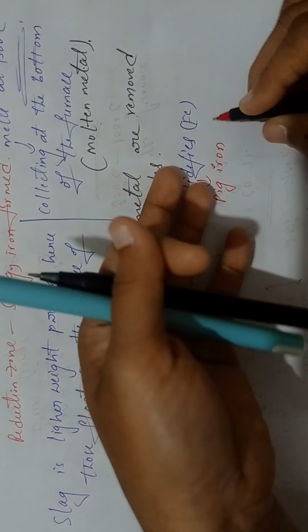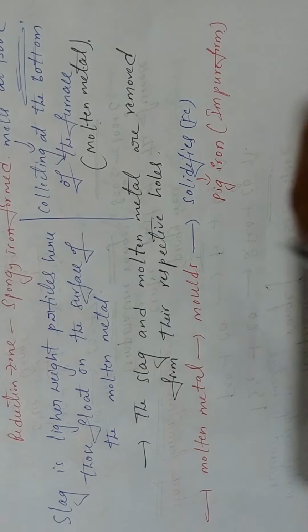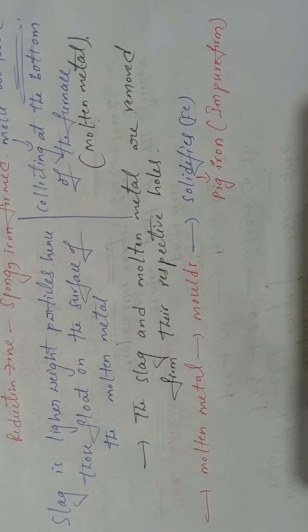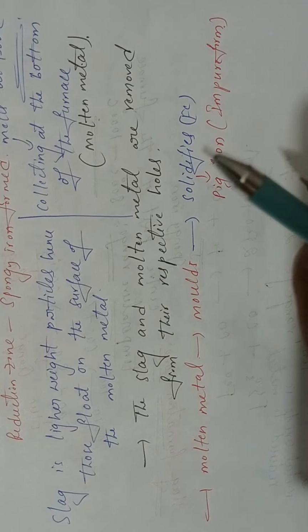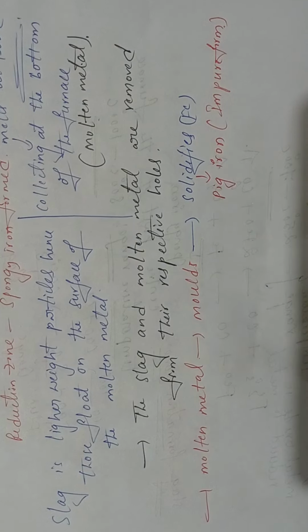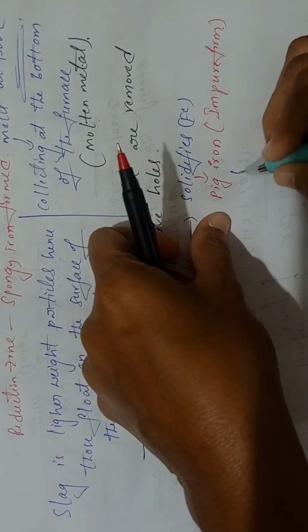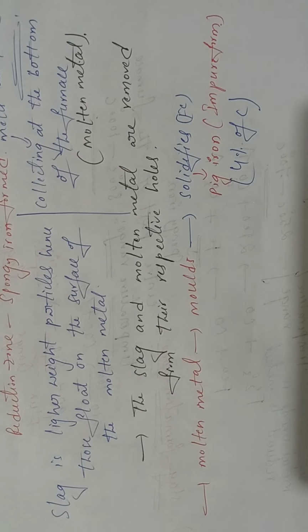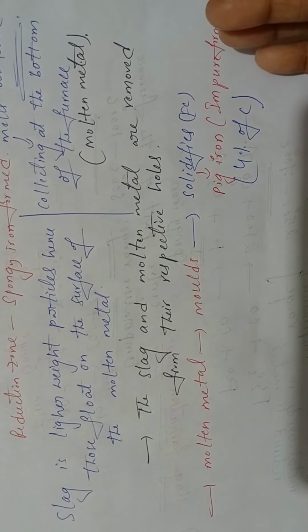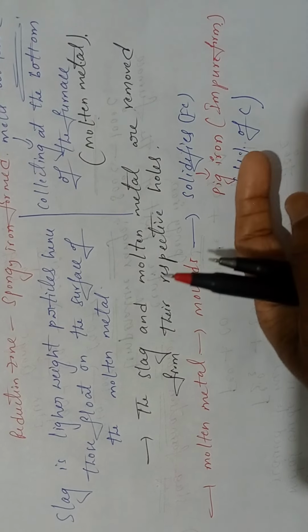So this pig iron is an impure form, students. In pig iron, the carbon percentage is 4%. How much percentage? 4% of carbon is present in the pig iron. Okay? It is an impure form. Next, this pig iron is remelted, students.